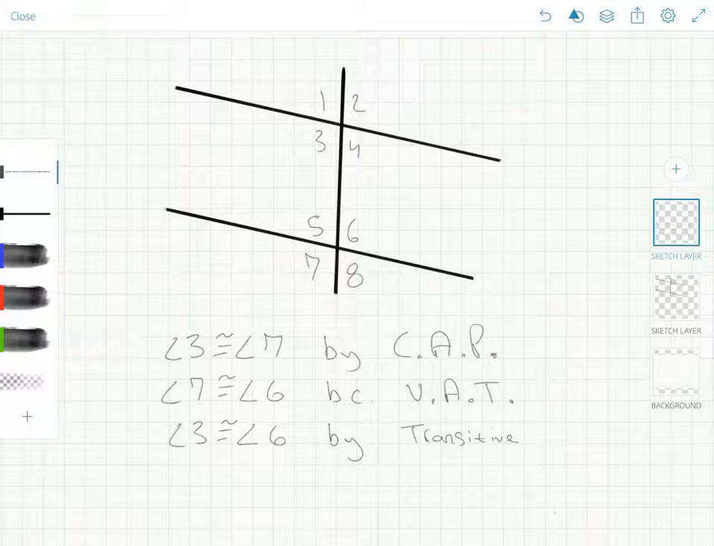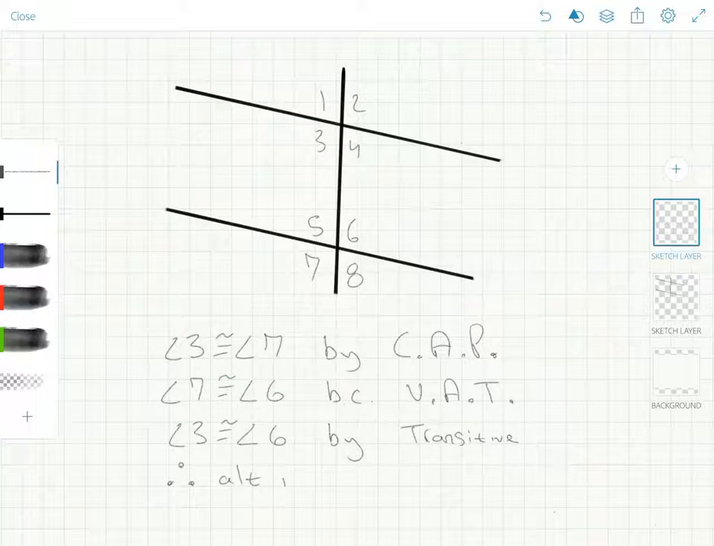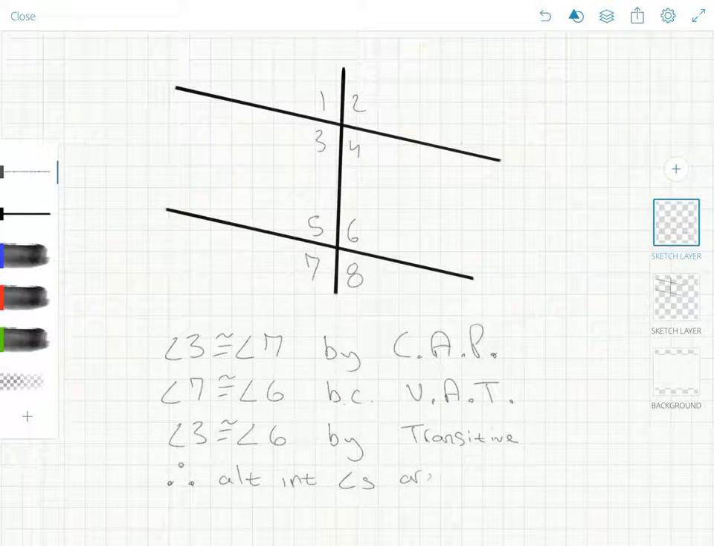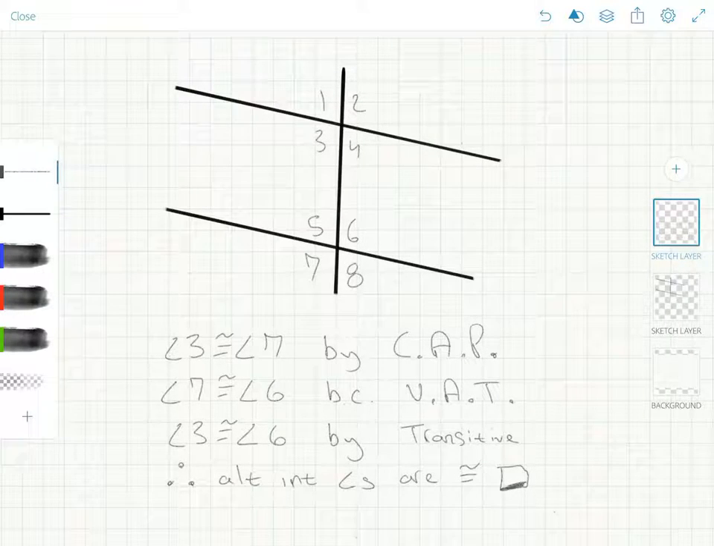Angle 3 and angle 6 are alternate interior angles, so we conclude, and we can use this little symbol here, these little 3 dots mean therefore, alternate interior angles are congruent. And then we put a little box right here at the end to show that we're done with our proof. And now we know alternate interior angles are congruent.